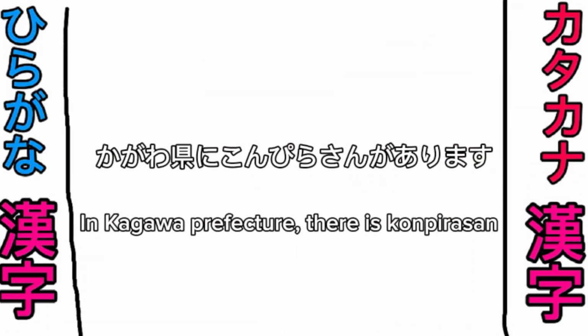Let's move on to the second usage. 香川県にコンピュータさんがあります. Now, let's break that sentence down. Let's focus on the verb, right? Because the verb is the more important part in determining if it is a location or if it is a destination.